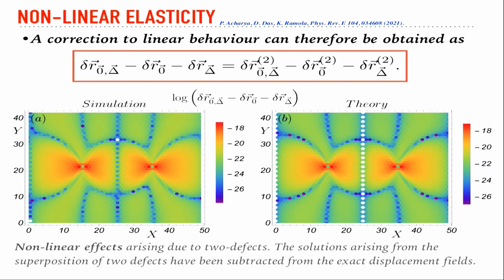But what you should notice here is on the left hand side, you can do this in simulations. This requires no theoretical perturbation expansion of any sort. You can just create a configuration with two defects and subtract the individual defect displacement fields, and whatever you get should be a correction from linear elasticity, because linear elasticity would predict that this would be exactly 0.